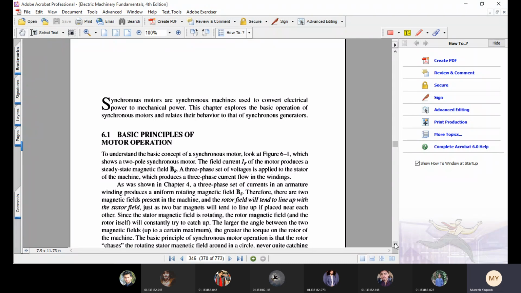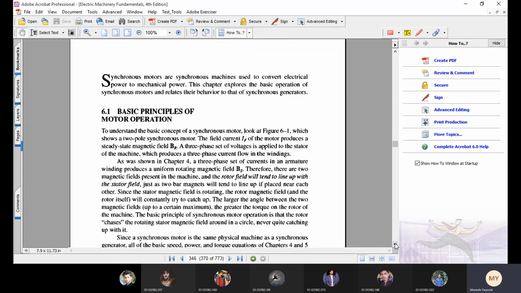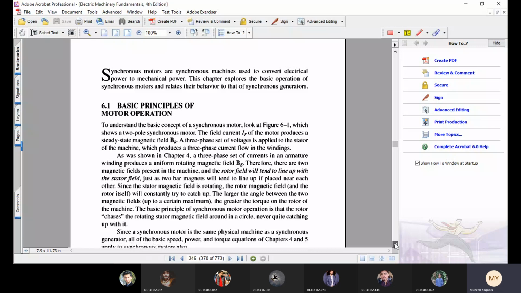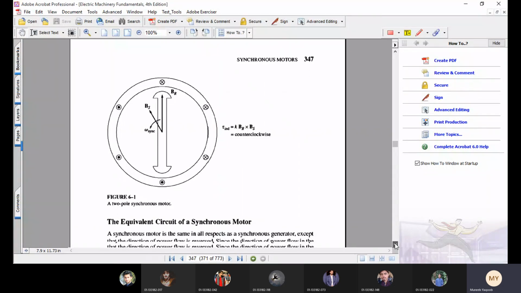in this effort, the rotor and its magnetic field start rotating, and hence we say that the three-phase synchronous motor is a self-starting motor. We do not use any special technique to start this motor because it is self-starting. So this is how we start the synchronous motor.